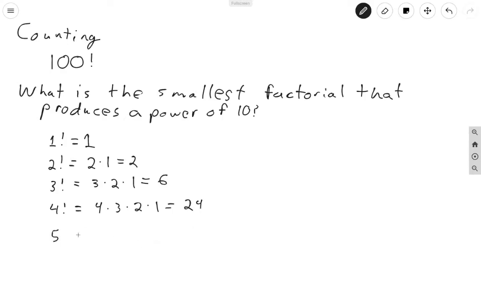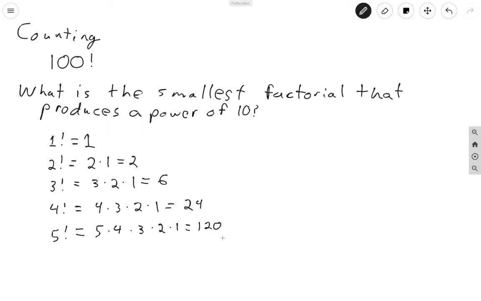And 5 factorial, which equals 5 times 4 times 3 times 2 times 1, and that is going to give us actually our first power of 10. Specifically, it's going to give us 120. So we have to get all the way to 5 factorial to get a 0 at the end of our number.